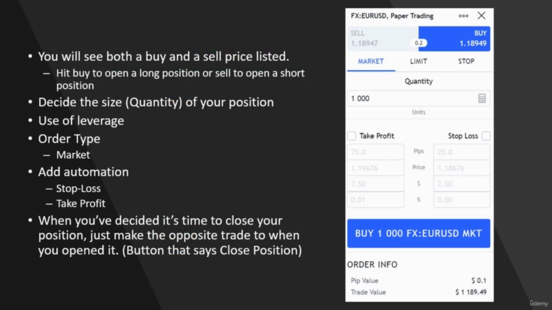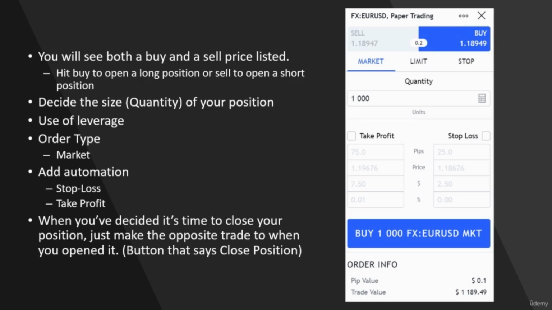And then once you've decided on all that type of ordering stuff, it's time to place your order. You hit the buy button in this example, and you now have opened a position, right? So it's out there. Now you're watching the market and monitoring it, seeing what's happening. Which direction is it going? Is it going up or down? And then when you're ready to close that position, you basically just make a trade in the opposite direction of the way that you opened it.